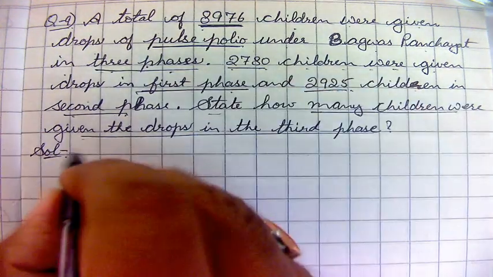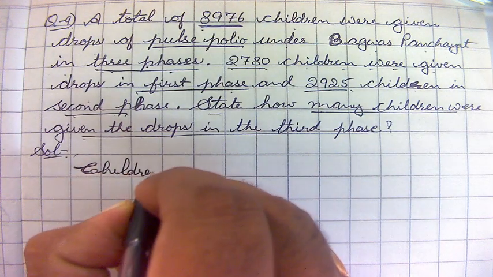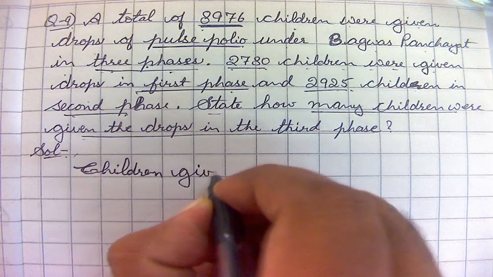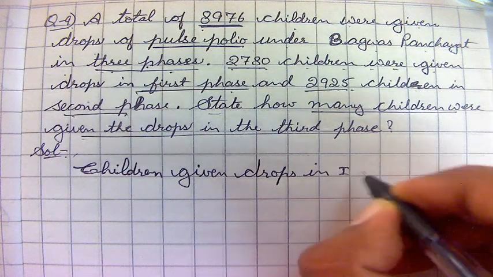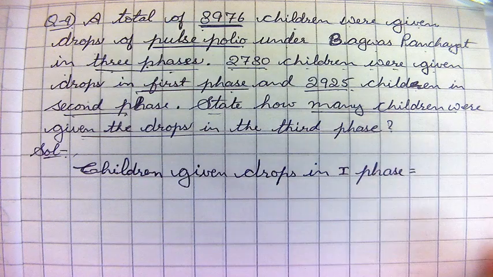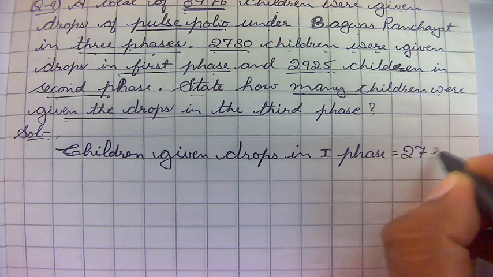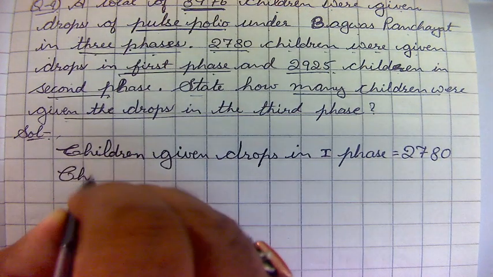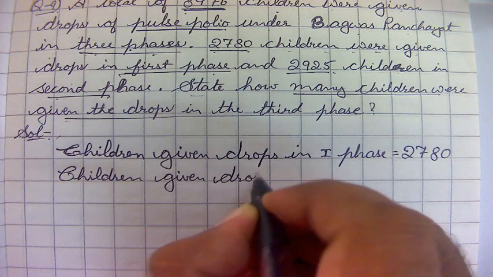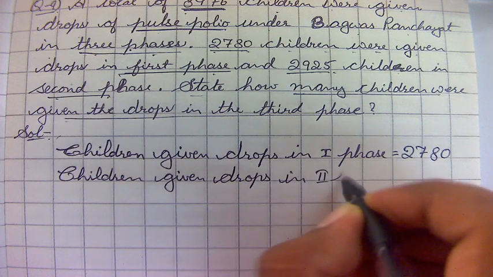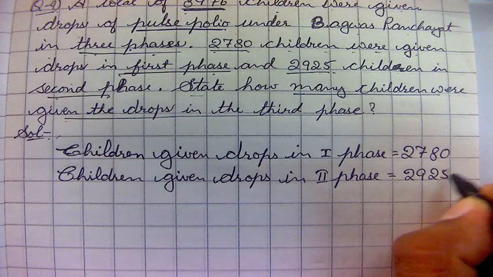So see, children given drops in first phase. Now how many children were given drops in the first phase? In first phase it was 2,780. Then children given drops in second phase, it is 2,925.